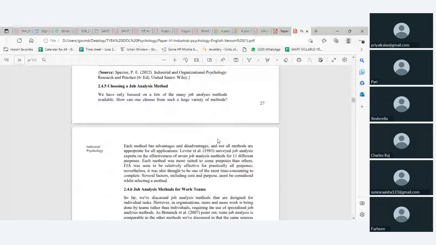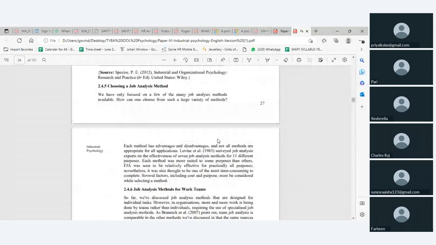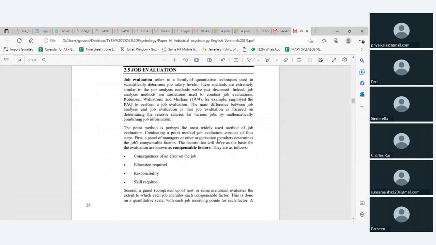I won't stretch much on this job analysis method part. The next thing we need to see is job evaluation. In the exam, a question may be asked like, what do you understand by job evaluation? Share with an example. Job evaluation is a method done for the purpose of determining the job salary level. It is a quantitative method. Remember, when we say quantitative method or technique, it involves numbers, while qualitative data is text. So the primary purpose of job evaluation is to determine the job salary level.